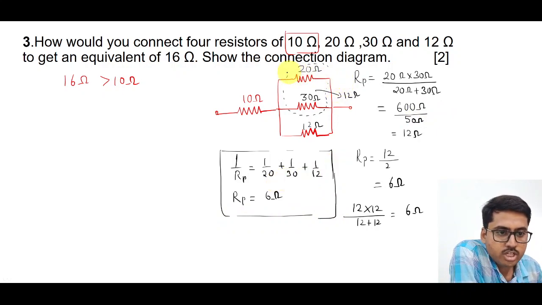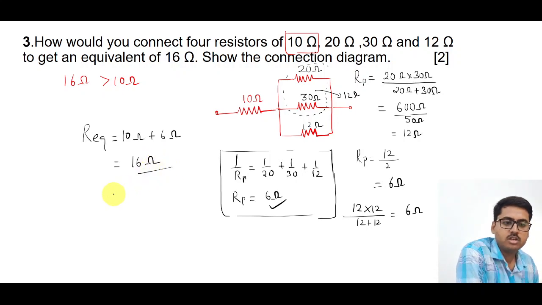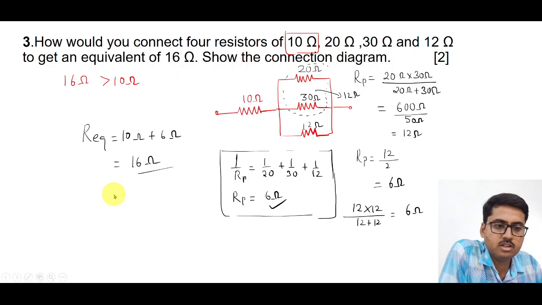So the equivalent of the 3 parallel resistors is coming as 6 ohm, and this 6 ohm and 10 ohm, so the R equivalent will be 10 ohm plus 6 ohm, and that is going to give you 16 ohm. So this is the required solution for question number 3. You can present your answers properly.